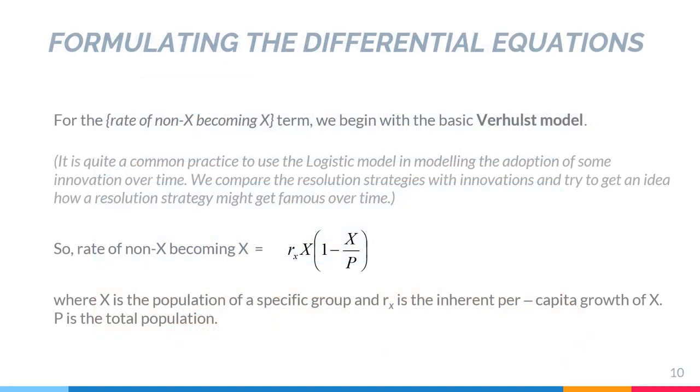Now coming to the model, for the rate of non-x becoming x term, we began with the basic Verhulst model, more commonly known as the logistic model. It is quite a common practice to use the logistic model in modeling the adoption of some innovation over time. We can compare the resolution strategies with innovations and try to get an idea of how a resolution strategy might get famous over time. So the rate of non-x becoming x can be seen as Rx into x into 1 minus x by P, where x is the population of a specific group and Rx is the inherent per capita growth of x and P is the total population.